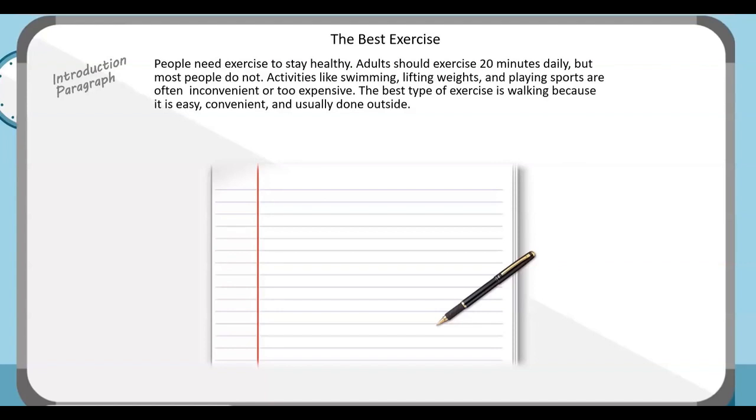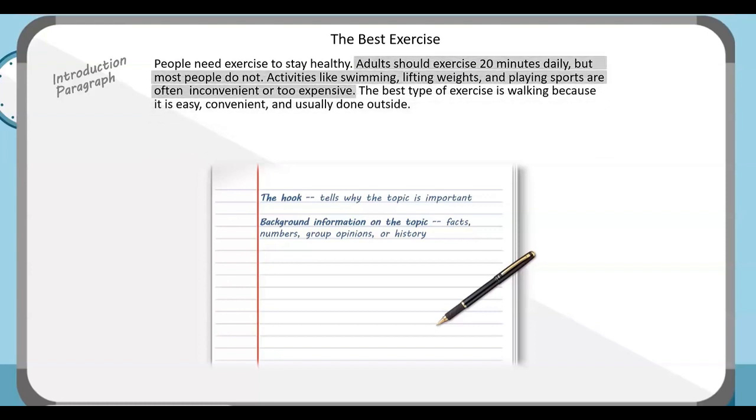The title is The Best Exercise, and in our introduction paragraph, first we need the hook, which tells why the topic is important. Our hook is, people need exercise to stay healthy. After the hook, we need the background information on our topic. This can include facts, numbers, group opinions, or history. And in this case, our background information is, adults should exercise 20 minutes daily, but most people do not. Activities like swimming, lifting weights, and playing sports are often inconvenient or too expensive.